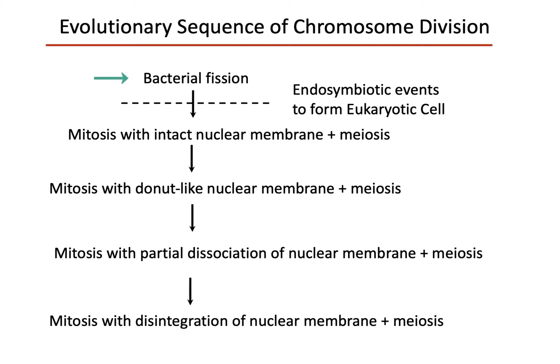So again, there's a progression from bacterial type division of the chromosomes. So that's 1 copy of the genome per cell, usually. And then there's mitosis with intact membranes, and then meiosis can be added onto that, and then a donut-like nuclear membrane with meiosis, partial dissociation of the nuclear membrane with meiosis, and then mitosis with complete disintegration of the nuclear membrane, although, as I said, those pieces of the membrane still exist within the nucleus, except in the case of basidiomycetes, where a new membrane is built up, and then you have meiosis there.